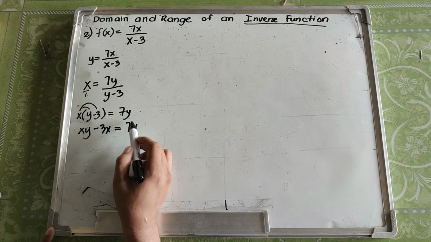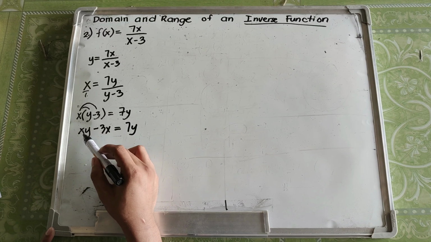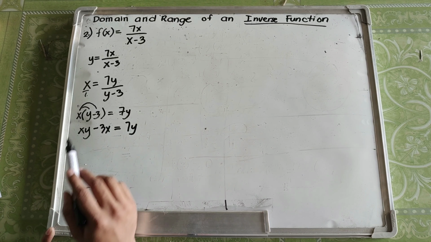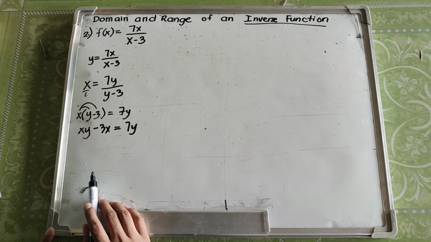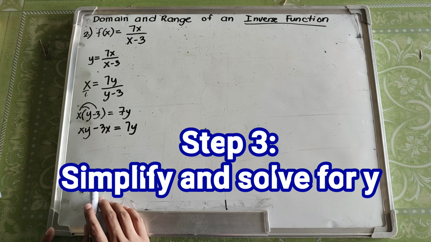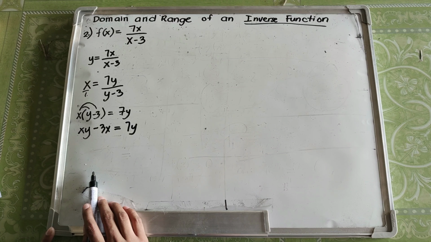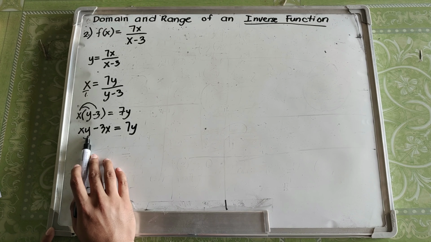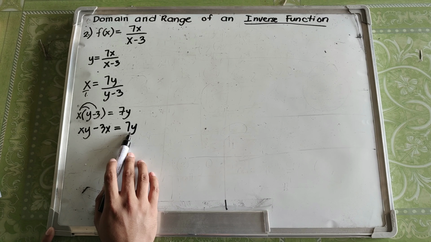Okay? So 7y, wala tayong ginawa. Copy 7y. Let me repeat. X times y, xy. X times negative 3, negative 3x. Anong sabi ni step 3? Solve for y. Simplify and solve for y. We have to focus on y. So sabi dito yung mga terms na may y. Si xy at saka si 7y. So ibig sabihin, ipagsama-sama natin.